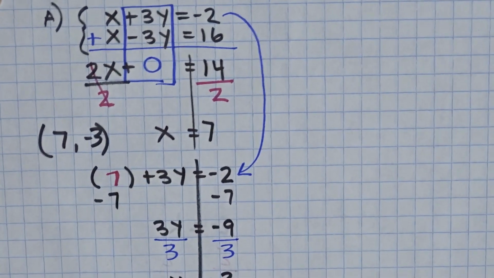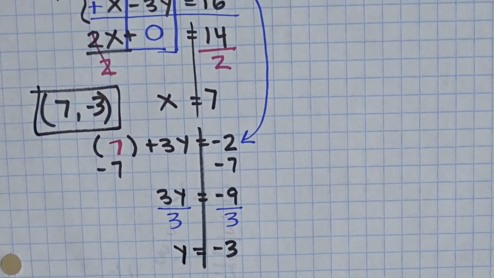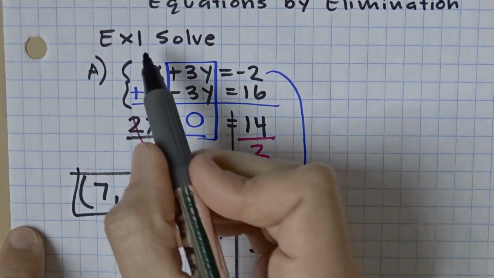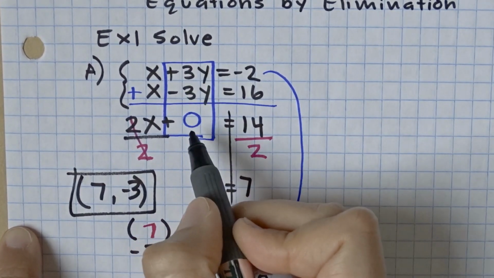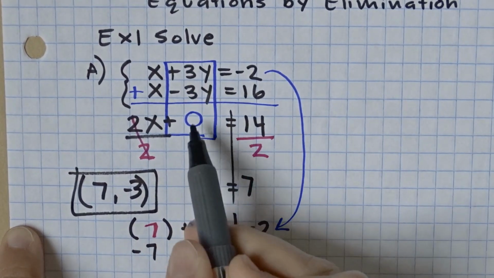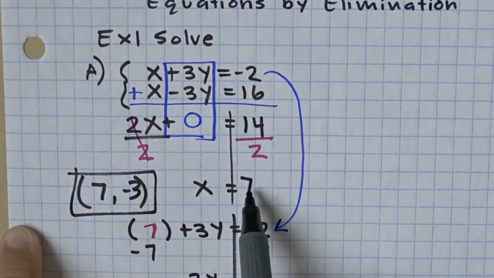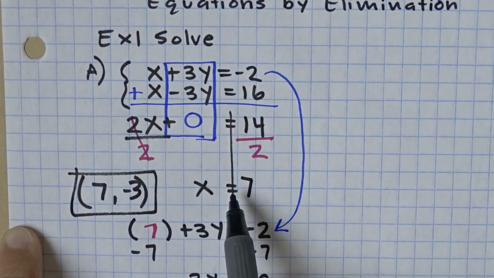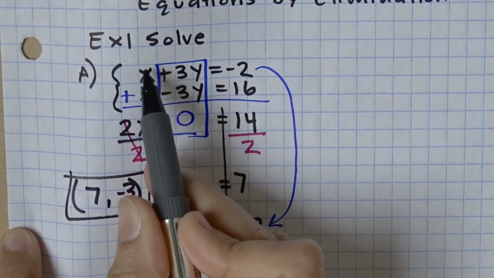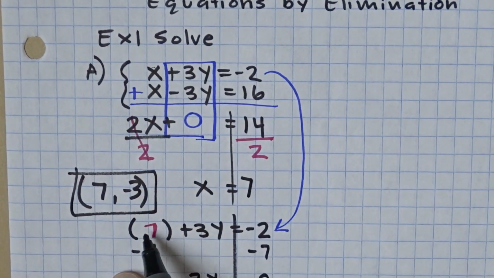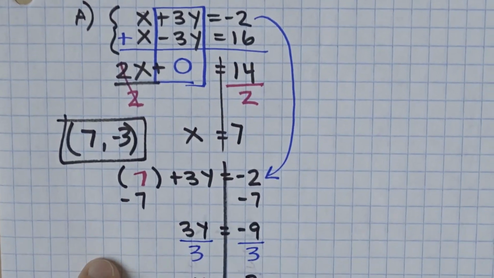And that's your solution. Okay, so what did we do? We vertically combined the terms. One of them gave us a 0. And once you get that 0, you do not have your y's anymore, so that you can focus on finding x. Once we found x, we knew that if we replaced this x with the 7, now our equation would only have y's in it. And then now we can focus on finding the y.